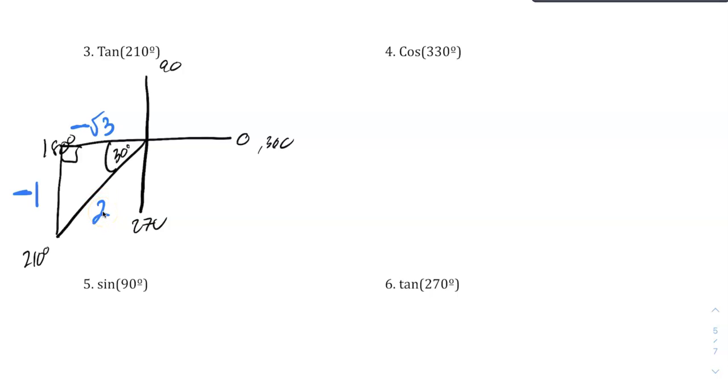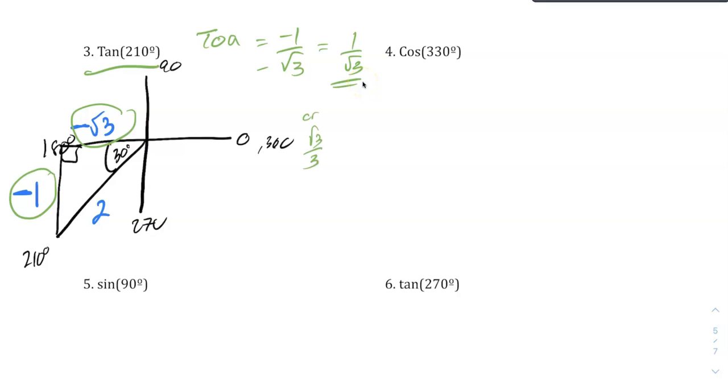Now we're doing tan. Tan is TOA, so opposite over adjacent. Negative 1 over negative rad 3. Oops. So just 1 over rad 3. Again, that's fine. If you want to rationalize it, you can multiply both top and bottom by radical 3, and you would get rad 3 over 3.